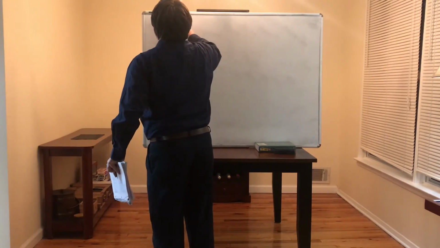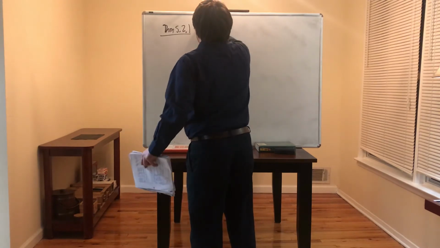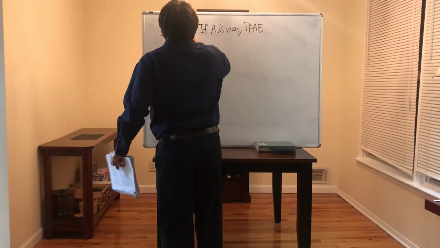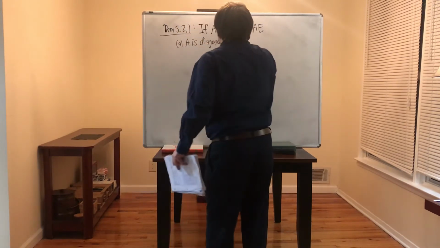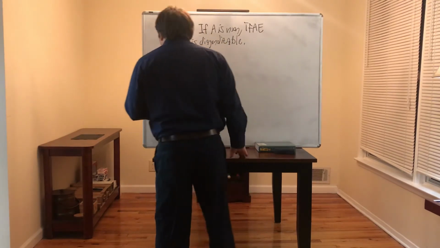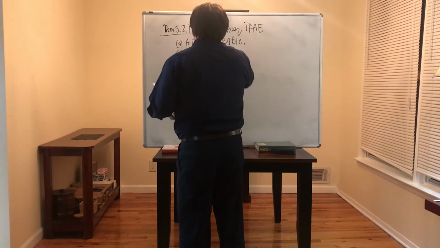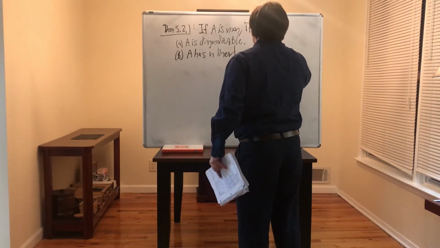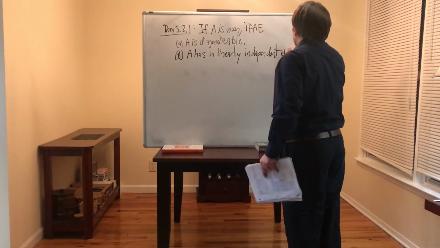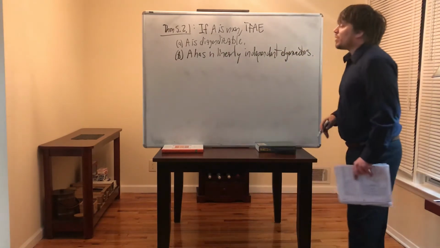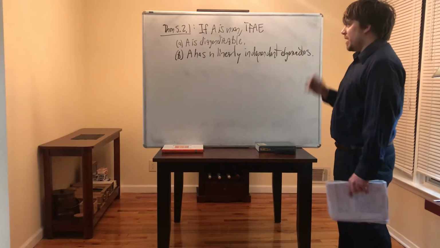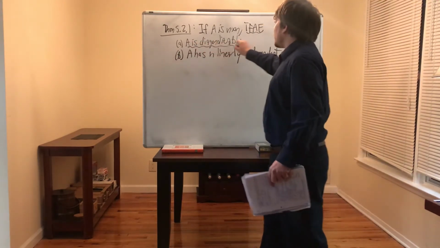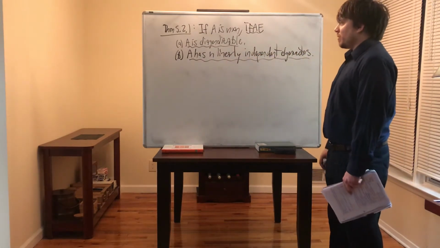Okay, so Theorem 5.2.1. If A is n by n, the following are equivalent. Part A: A is diagonalizable. Part B: A has n linearly independent eigenvectors. So this theorem is saying that the statement 'A is diagonalizable' has the same truth value as 'A has n linearly independent eigenvectors.'